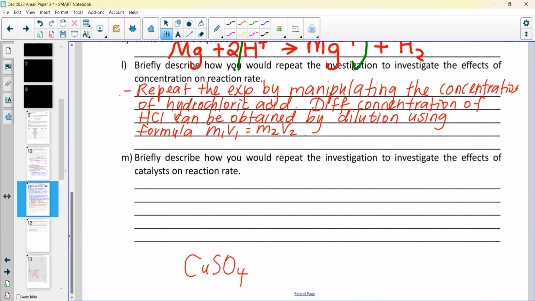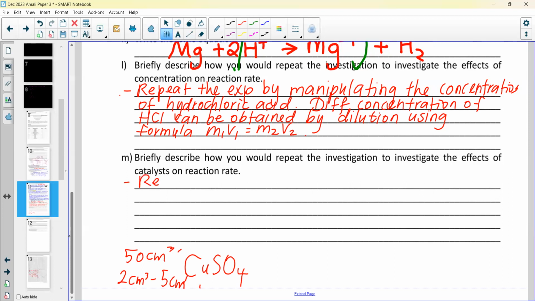Just now I'm putting magnesium into it, right? How much copper(II) sulfate should I put in? A lot or a little? A little. I am using 50 cm3 of HCl. So how much copper(II) sulfate do I need? Don't scare me. 2 to 5 cm3 is accepted. Do you follow? So how to answer this? Yihong, briefly describe how you can repeat the investigation to investigate the effect of a catalyst on the rate of reaction.